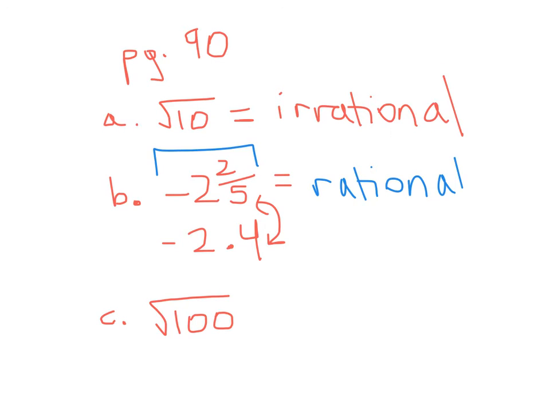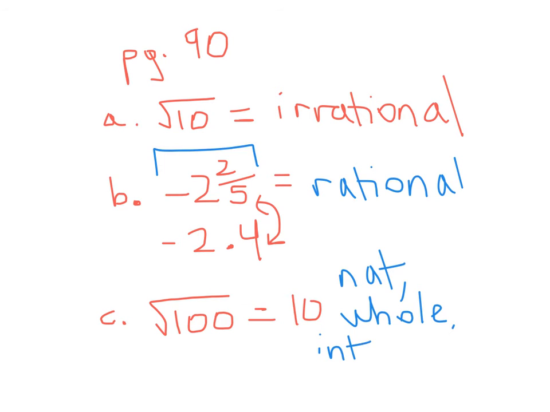And last but not least, we had letter C, where we're looking for the square root of 100, which simplifies down to 10. And if we classify that number, then we could say that it goes into the natural numbers, all whole numbers, all integers, and lastly, it belongs to all rational numbers. Those are the sets that the square root of 100 belongs to.